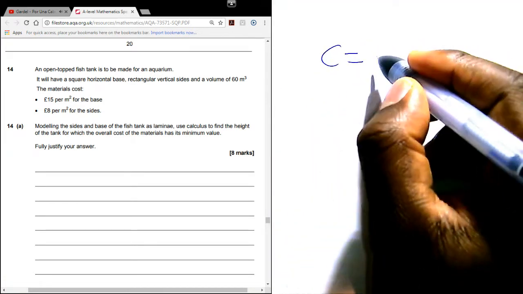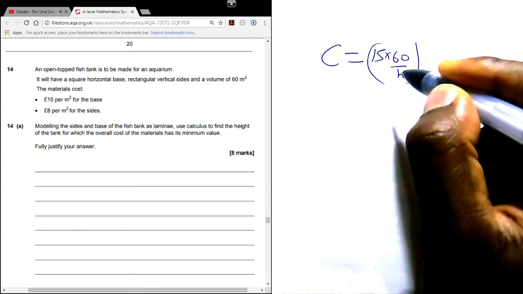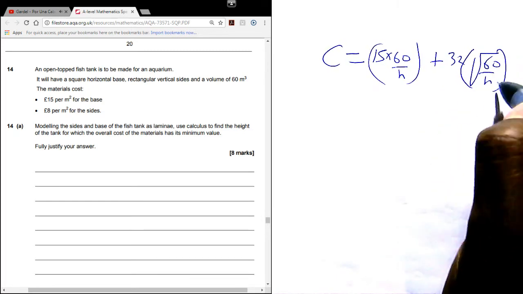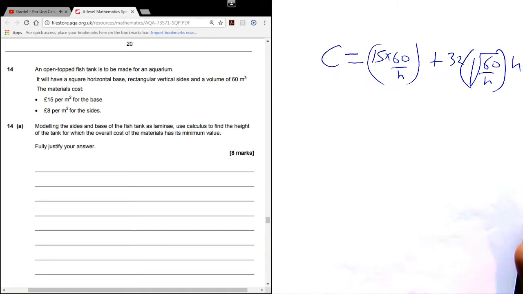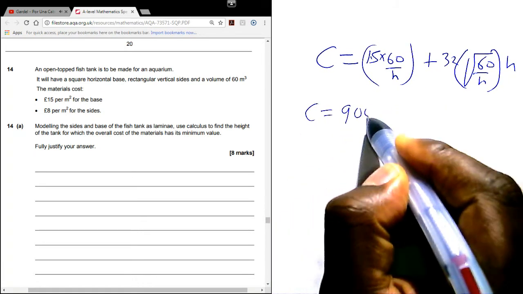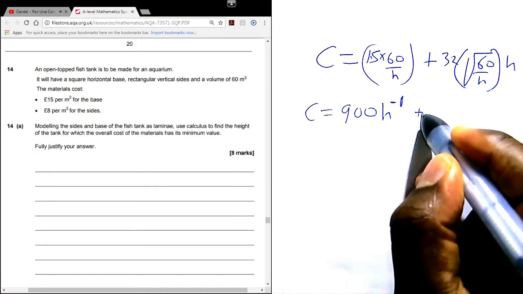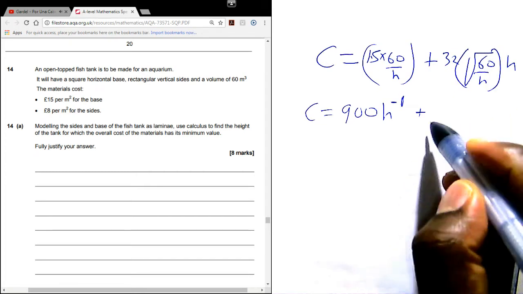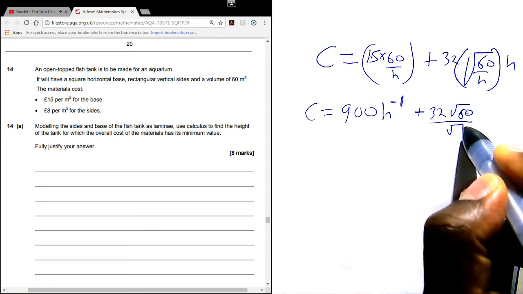C equals 15 multiplied by 60 over H plus 32 multiplied by root 60 over H, then times H. In order to simplify this, we would say 15 times 60 is 900, so C equals 900 H to the negative 1 plus 32 times square root of 60 over root H times H.